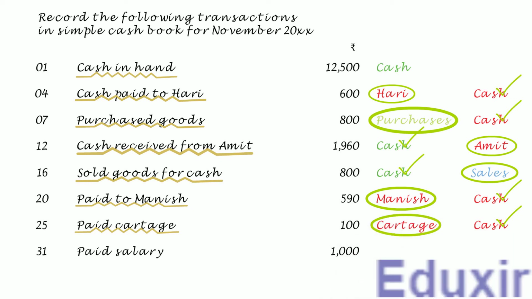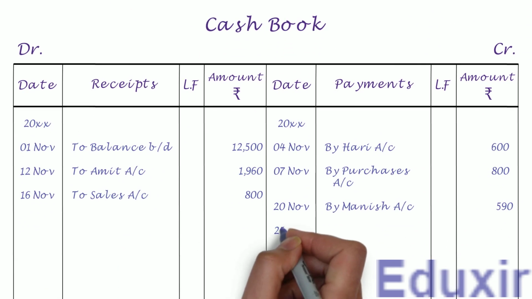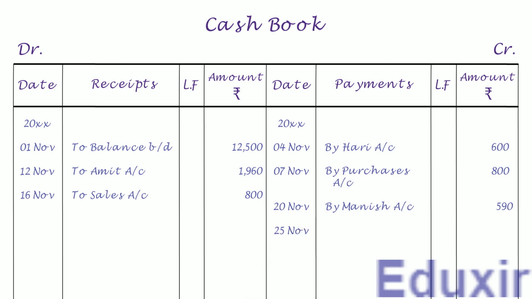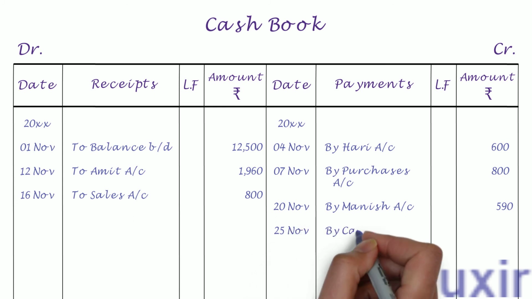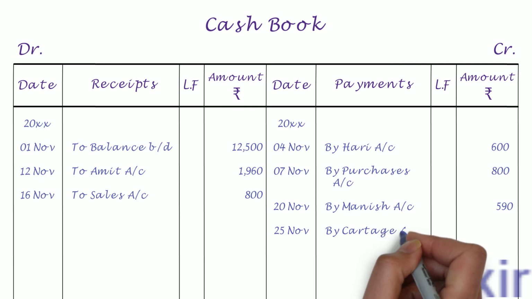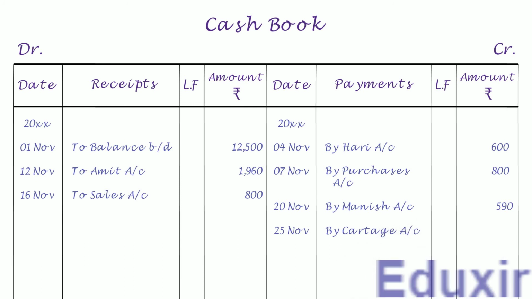With this analysis at our disposal, let us proceed with the posting of this transaction on the credit side of the cash book. Let us first record the date. Let us now record the cartage account in the payments column. Let us then record the credit amount of 100 rupees in the amount column. With that, we have completed the posting of this transaction into the cash book. Let us now take up the next transaction.